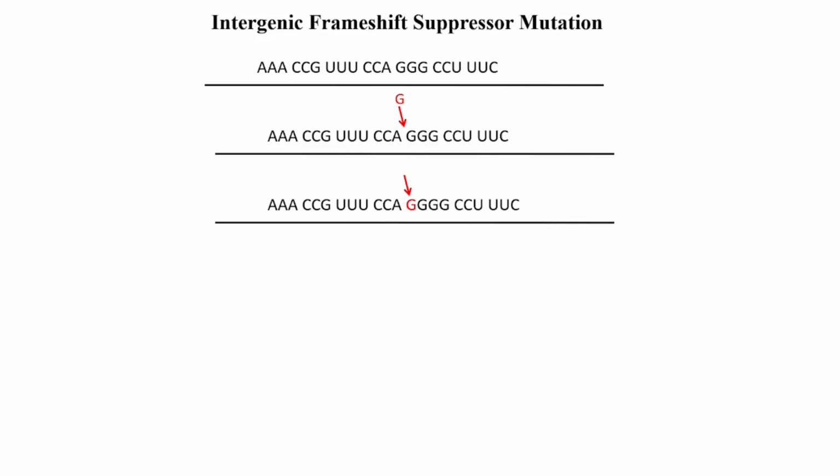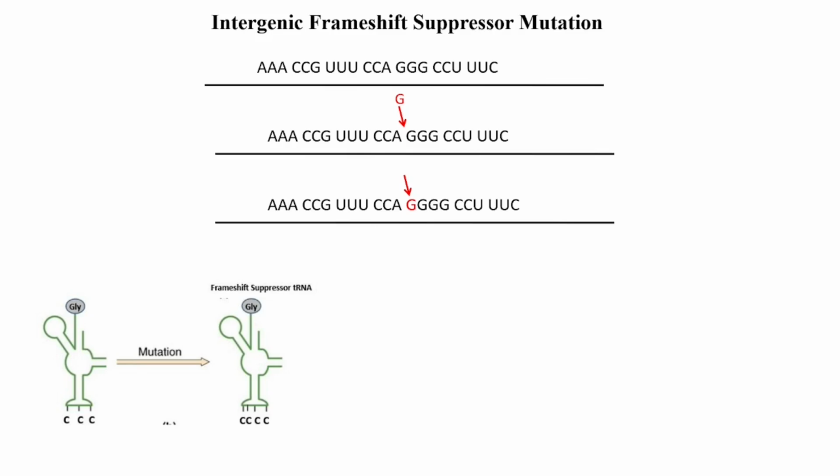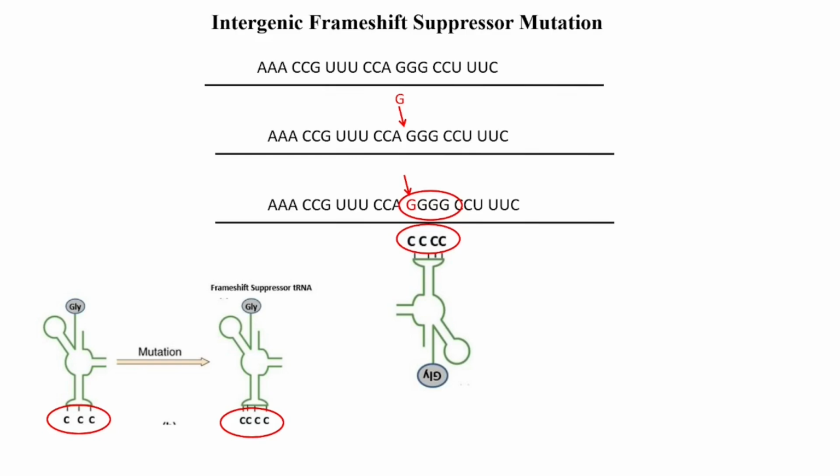One such example is that of glycyl tRNA. Normally, this tRNA has CCC as its anticodon, but the suppressor glycyl tRNA has 4 Cs in its anticodon loop. Thus, if in the mRNA sequence a G has been inserted after GGG, then this 4 times G can be read by this suppressor tRNA with its CCCC anticodon as a codon of glycine. This results in the suppression of frameshift mutations.